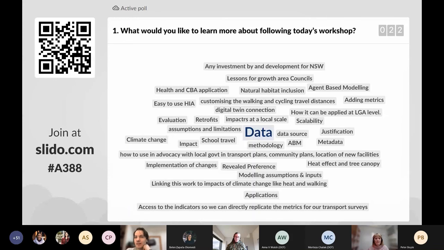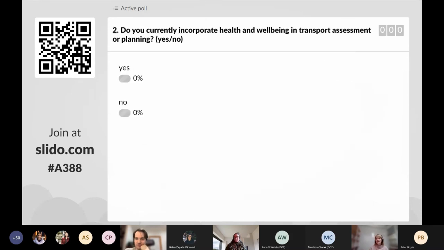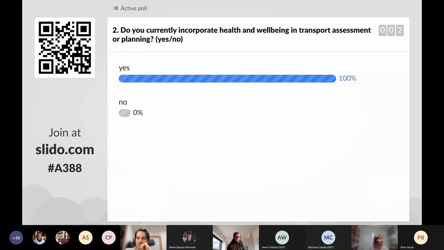So with only a couple minutes left, I'm going to move on to the next question, which is even easier. It's just a nice, simple yes, no. So our next question says, do you currently incorporate health and wellbeing in transport assessment or planning? So I like these ones. Oh, yes, because it's so visual. We get to see, and you get to see them change over time, which is quite fascinating. So this is really nice.